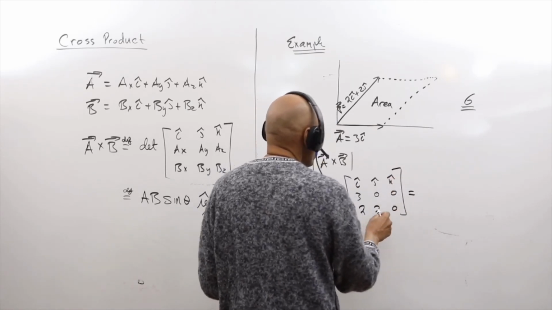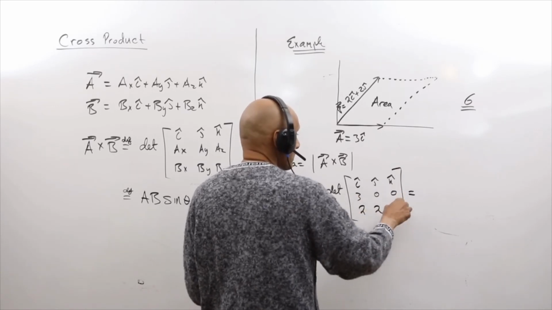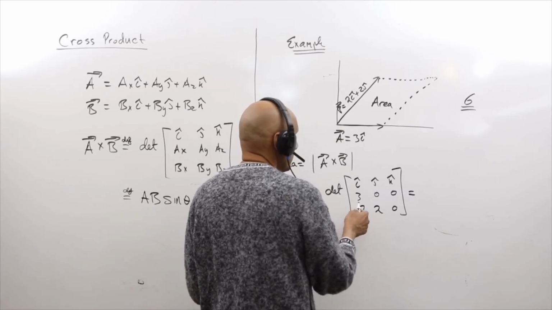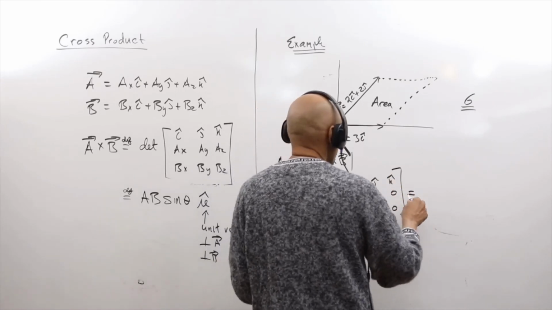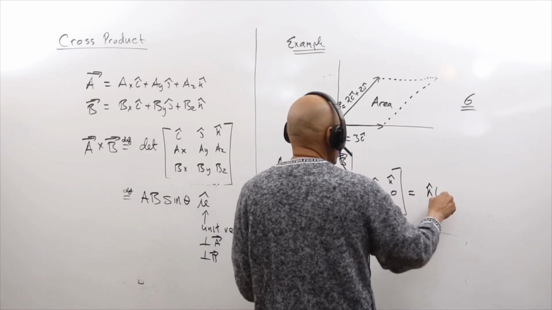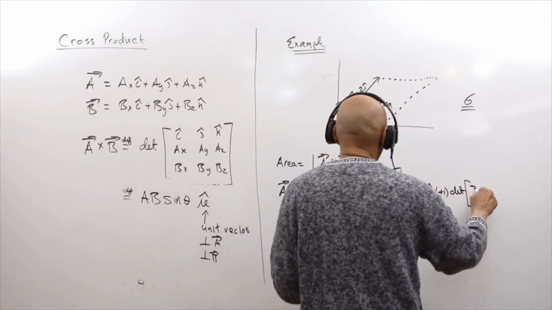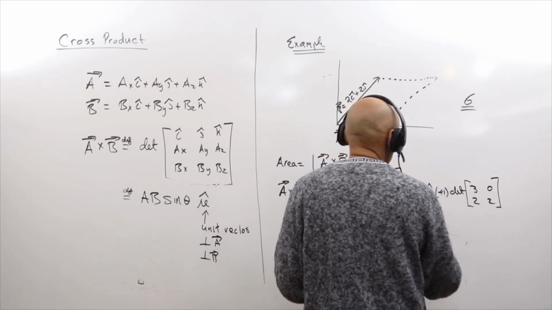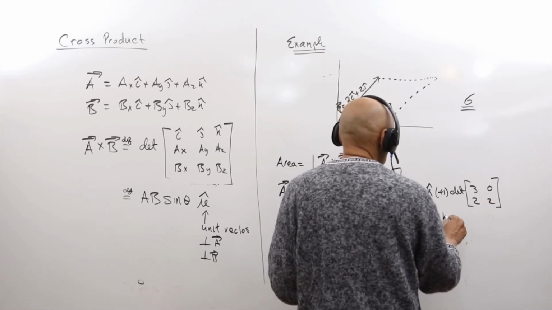And what's that equal to? Expanding on this second row because it has the most zeros, or you can actually use the last column also. Both of them will give you the same answer. So actually, let's do the last column because it looks more interesting. So let's do k, and the sign of this is a plus, so I'll put a plus 1 times the determinant of the minor matrix, which is 3, 0, 2, 2. And if you look at it, this is 3 times 2, which is 6, minus 0, so 6k.